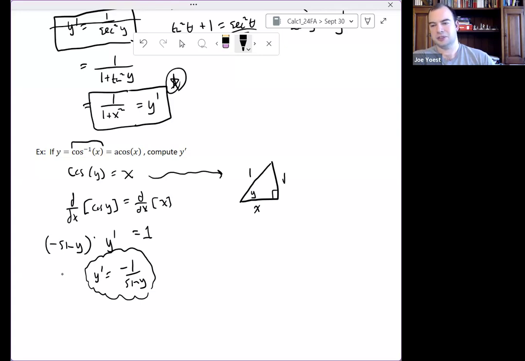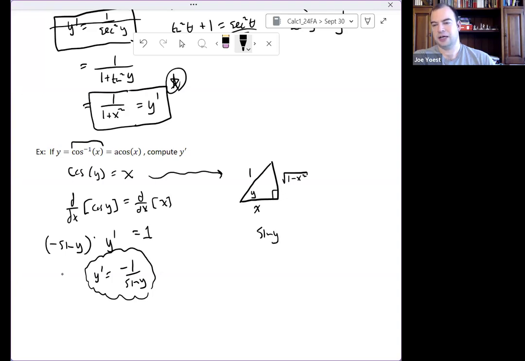Pythagorean theorem forces the third side to be what? I want x squared plus this squared equals 1. So that's the square root of 1 minus x squared. So cosine of y equals x, by the way, I set it up. I found the third side with the Pythagorean theorem.